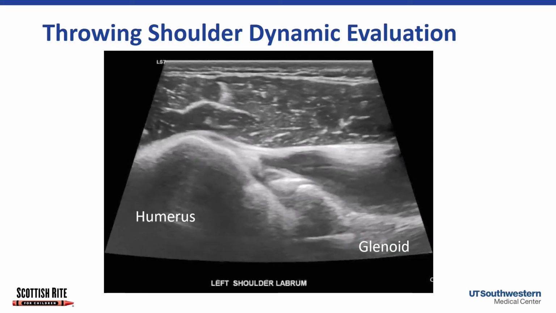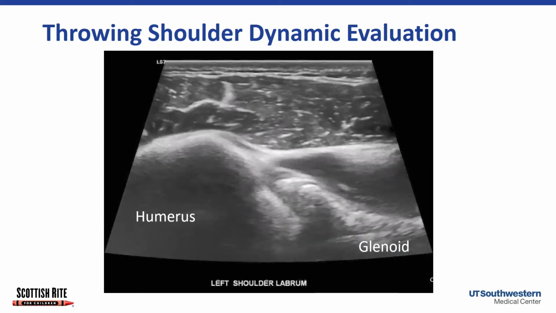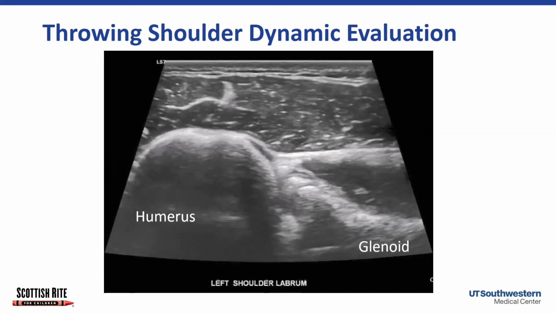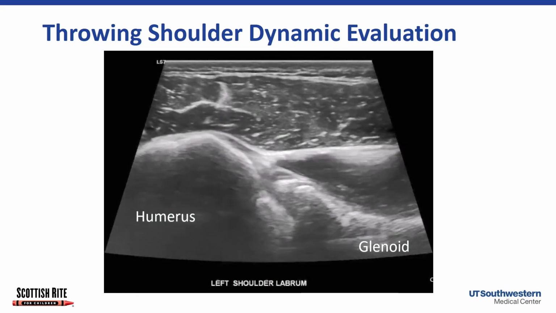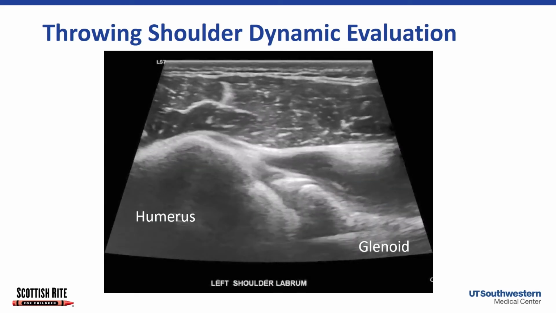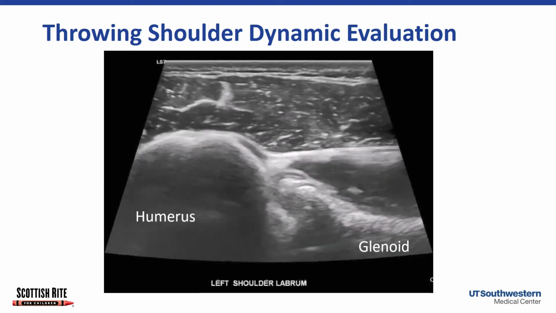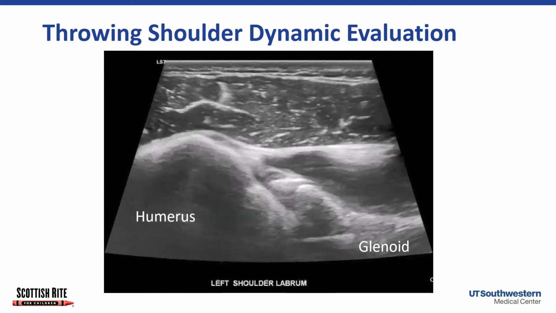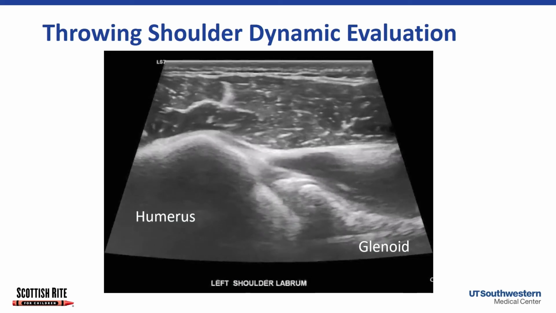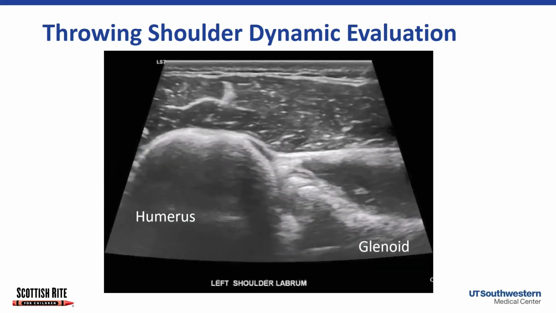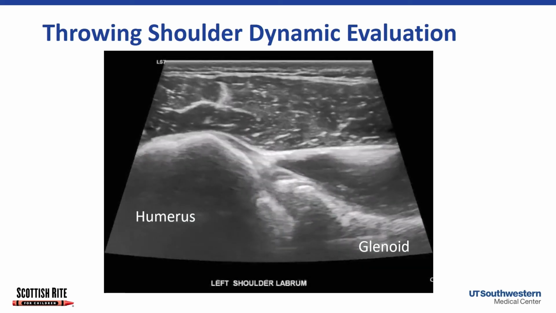And so we would have him move his shoulder, and you can see there as the humerus would come into contact with the labrum there, he said right at that instant, that's when he felt the pain that he was describing. And so we were therefore able to intervene and help him and get him back to throwing without further issues and without further pain.